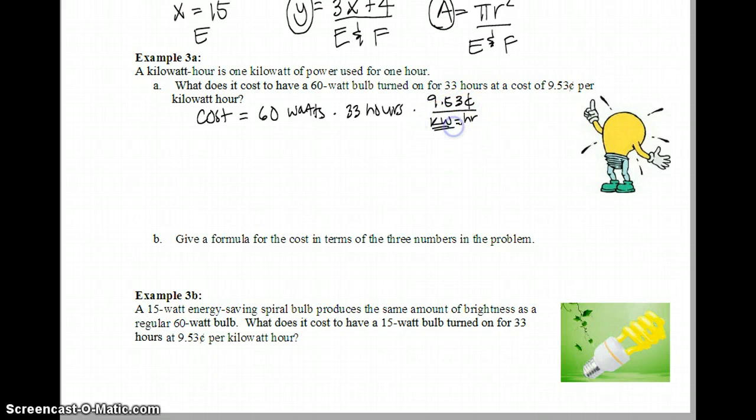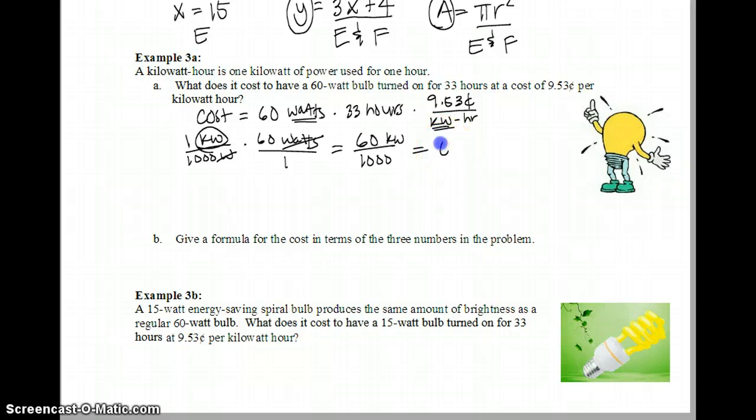And the key here is notice we have kilowatts and we have watts. Those don't match up, so we got to fix it. We got to change that 60 watts to kilowatts. We know that there is 1 kilowatt in 1,000 watts, and we're going to multiply that by 60 watts. We can say it's over 1 if that helps. We can cancel out those watts, so we know we're going to be left with kilowatts. We have 60 over 1,000. 60 divided by 1,000 is 0.06 kilowatts. So a 60-watt bulb is also known as a 0.06 kilowatt bulb. We just never call it that.